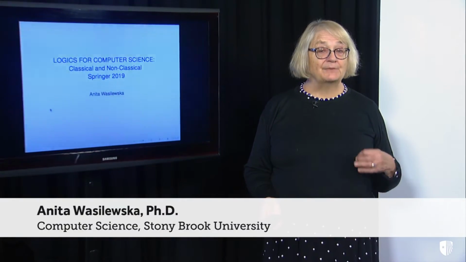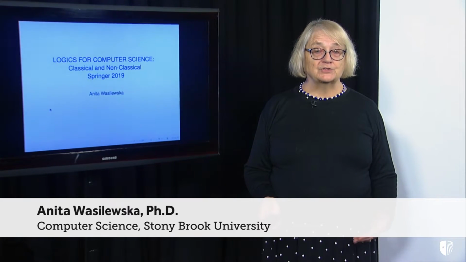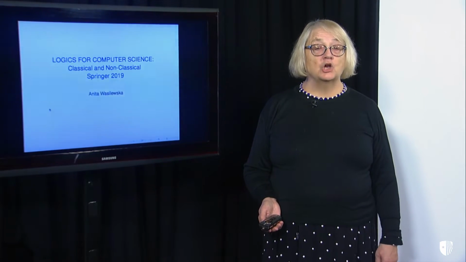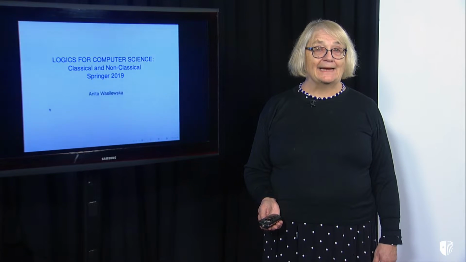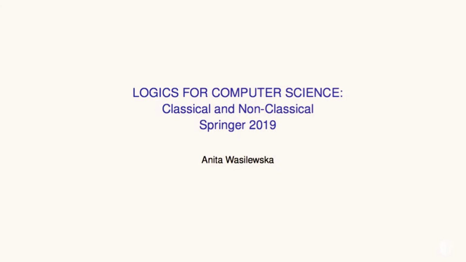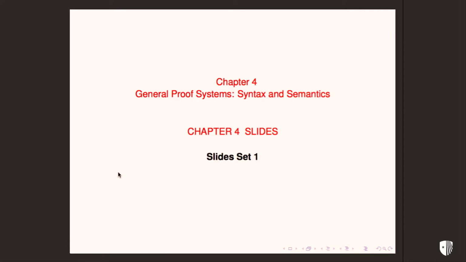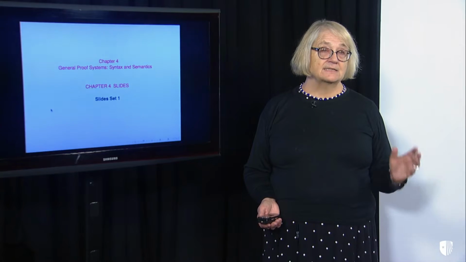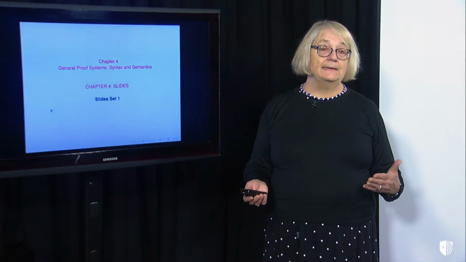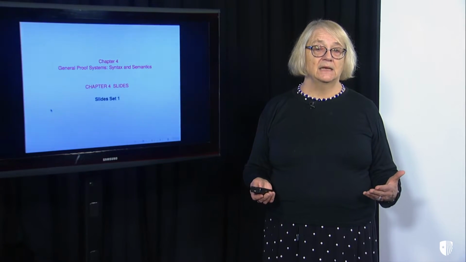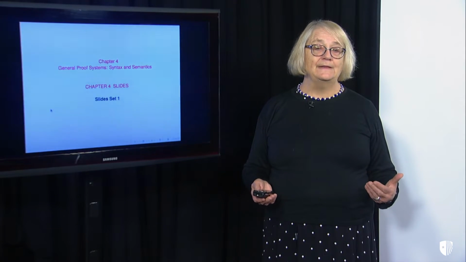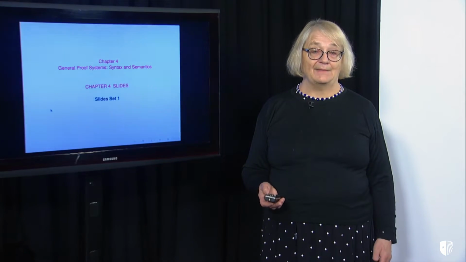Today we are doing chapter 4 of the course textbook, Logic for Computer Science, Classical and Non-Classical, Springer, 2019, and I am the author. So we go to chapter 4. Chapter 4 is about general proof systems, syntax and semantics. So it really explains the relationship between the syntax and semantics.